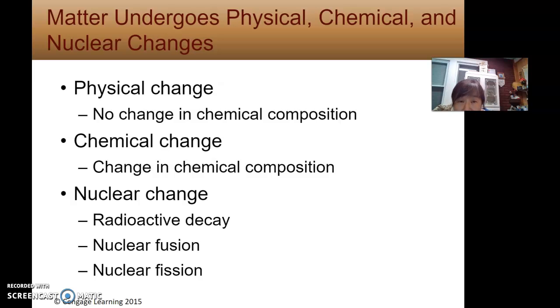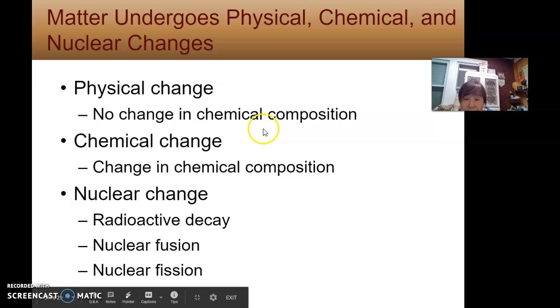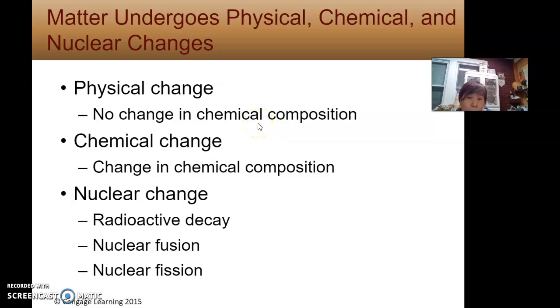Now we look at changes of material. They are constantly going through changes. If you put all the changes together, you can say they are physical change, chemical change, and nuclear change. For physical change, that means their chemical composition has no change. No chemical bonds have been broken or formed. When you write the formula, they should be exactly the same.